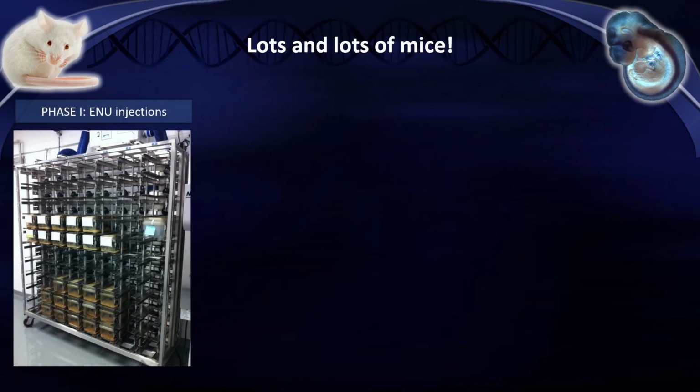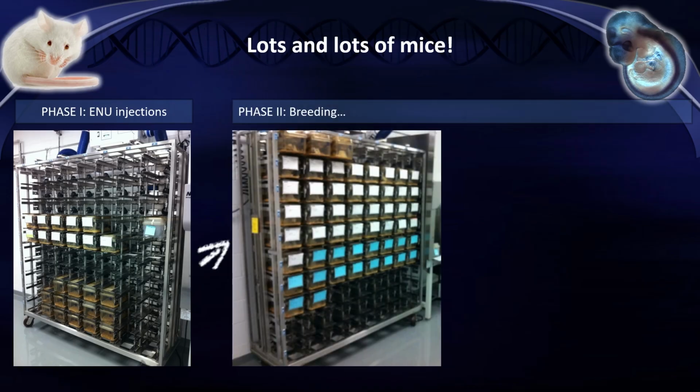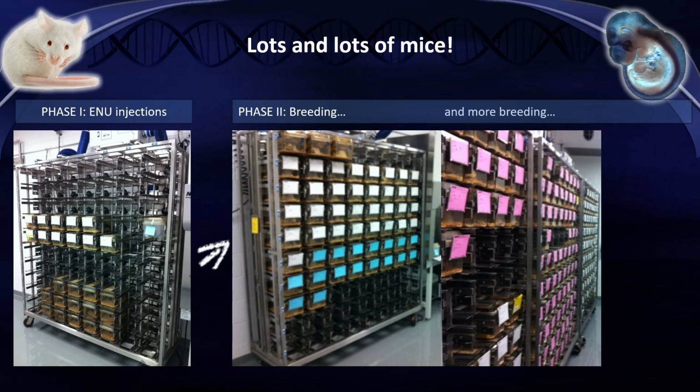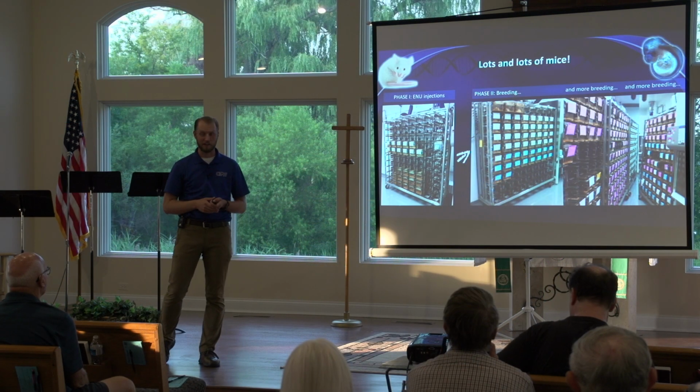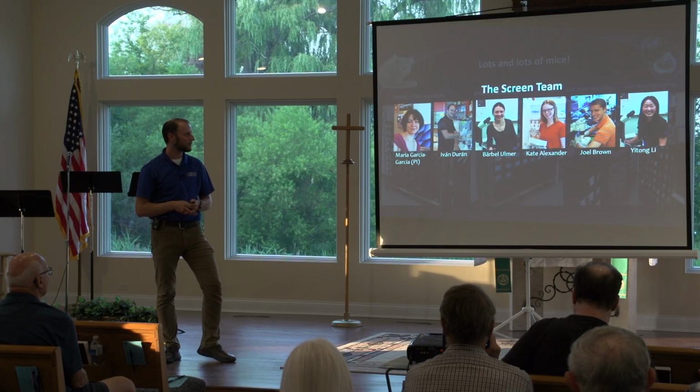Now this involved a lot of mice, as you can imagine. This was the injection stage. All of those shoebox-sized cages in there, those are cages for mice. And then you get into breeding. Those crosses I just showed you, and more breeding and more breeding. Each of those cages is filled with 5 to 8 mice. And so this is a team effort. It required a lot of people.